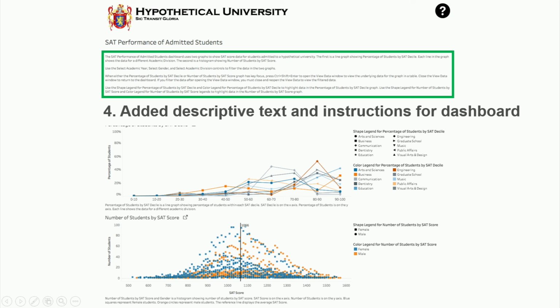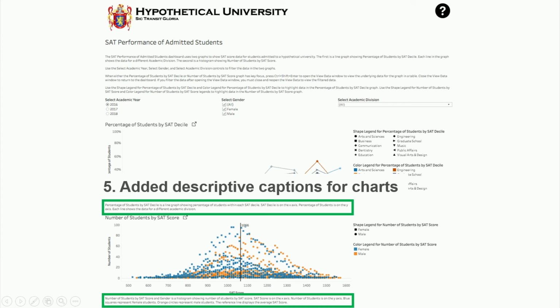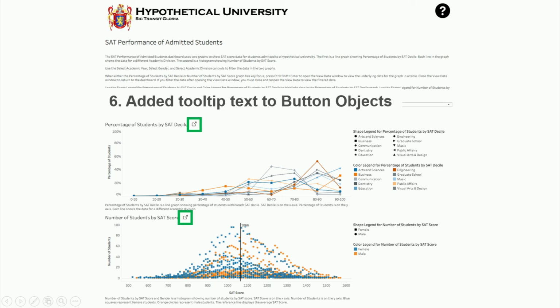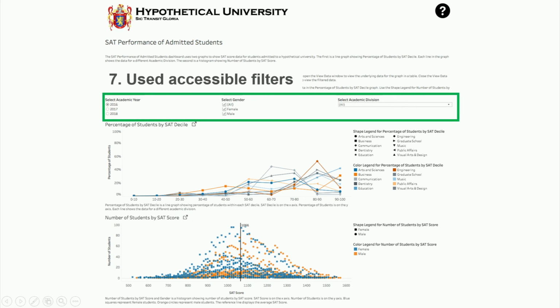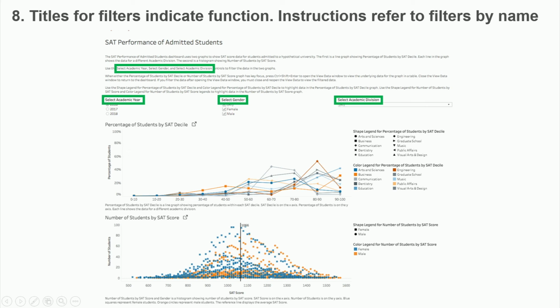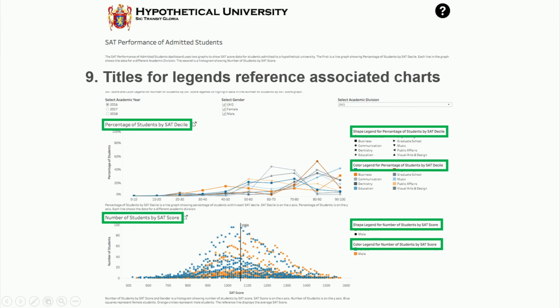Next, I added a block of text at the top that gives descriptions and how to use the dashboard. I have captions for each of the charts that describe at a high level what these charts are. Again, I could have colored them white so they don't show up. I have button objects that I added as well to navigate to other worksheets, and I have tooltip text for those. I used only the accessible filters, made sure that the filter titles talked about exactly what they're for, and that the instructions at the top reference the titles exactly. They don't casually reference the title, they just say specifically what the title is.